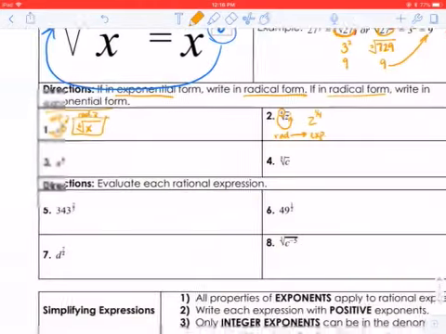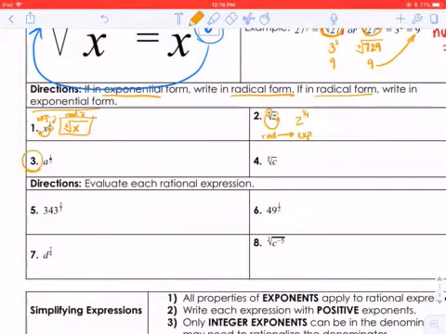Go ahead and do that for number 3 and 4 now. You can pause your video if you want. You obviously don't have to write the word pause there, just for people who aren't listening.